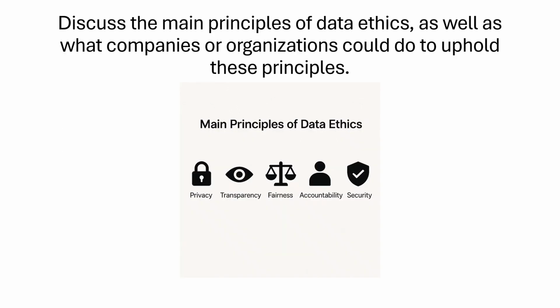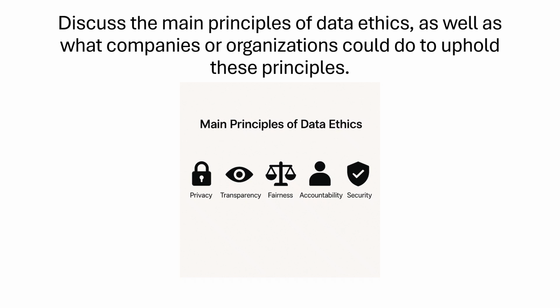3. What are the main principles of data ethics, and how can companies uphold them? The key principles of data ethics include privacy, transparency, fairness, accountability, and security. Privacy ensures that individuals control their own data. Transparency means being honest about how data is collected and used.